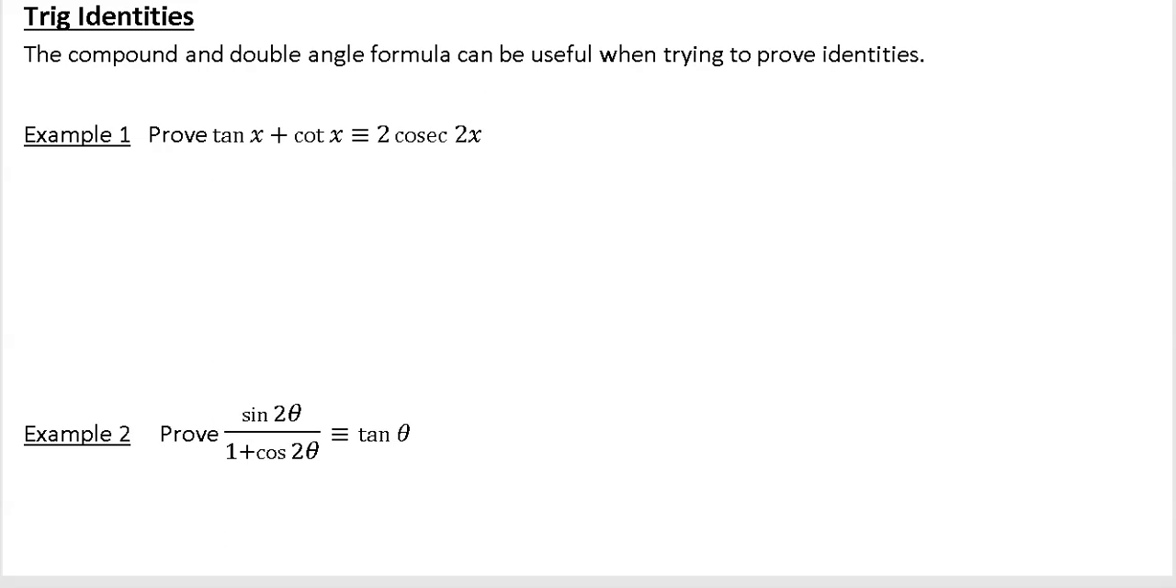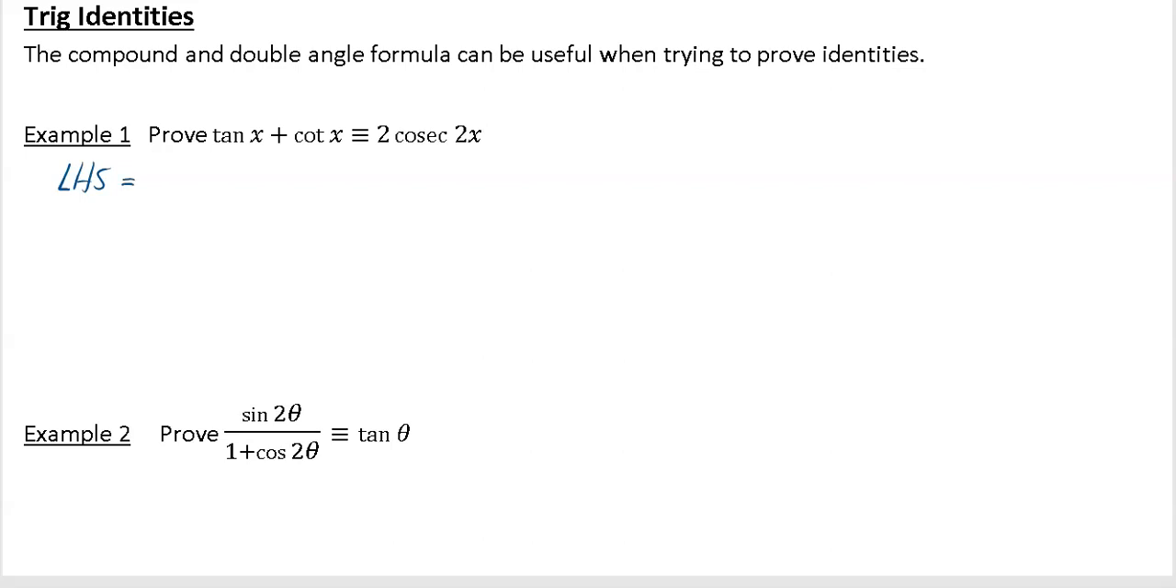Okay, in this video we're going to look at solving trig identities, or proving trig identities, using double angle formula as well. So the first example says prove tan x plus cot x is identically equal to 2 cosec 2x. So again, you can do this using either side, but I like to pick the side which has more things going on. My left hand side's got two terms, so I'm going to use it.